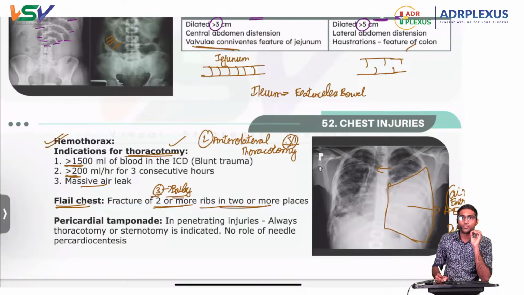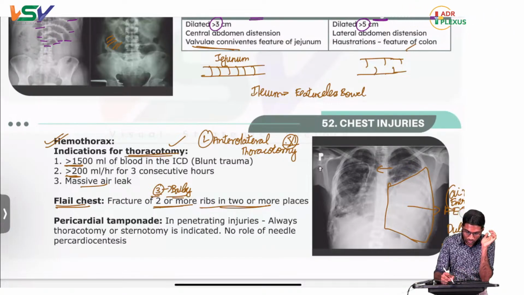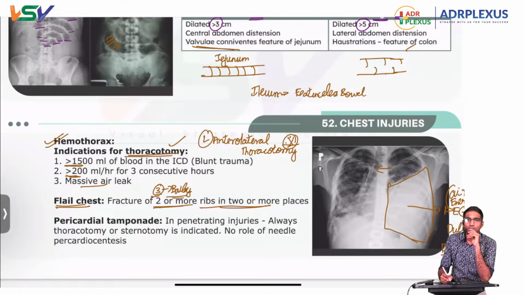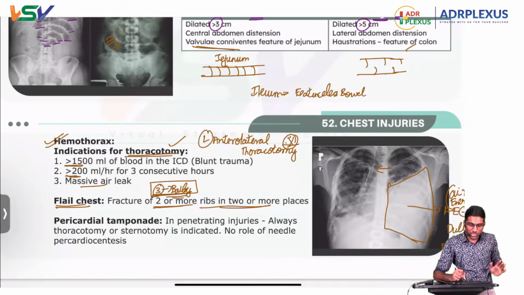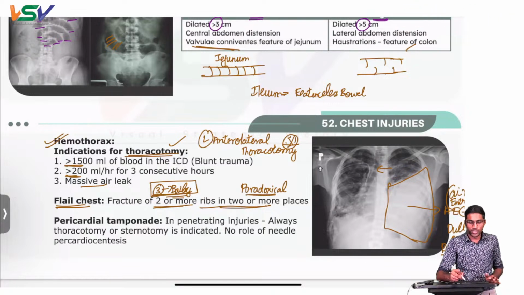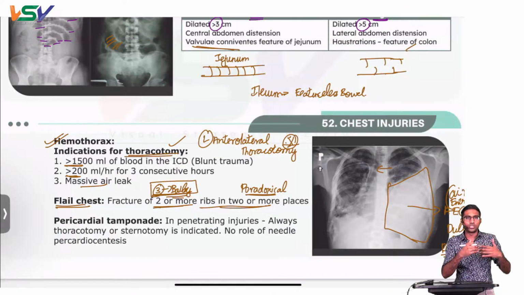Air entry will be absent. So Bailey, please follow this: more than 3 ribs in 2 or more places. So what happens? There will be paradoxical respiration. Remember this term. They'll give you an exam question on paradoxical respiration. What does this mean? During inspiration, all the ribs will go out, but the fractured rib alone will go inside. And during expiration, all other ribs will go inside, and this alone will come out. That is known as paradoxical respiration.